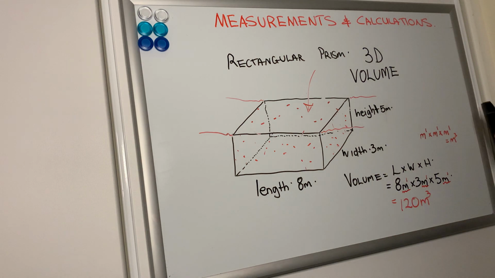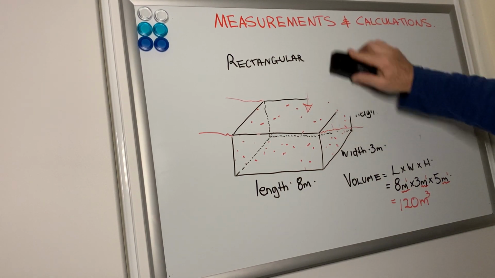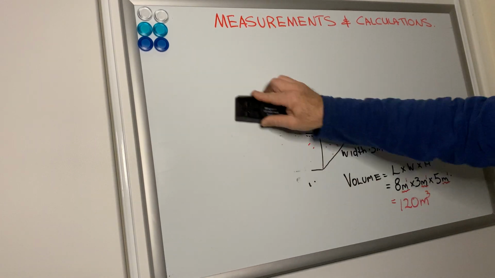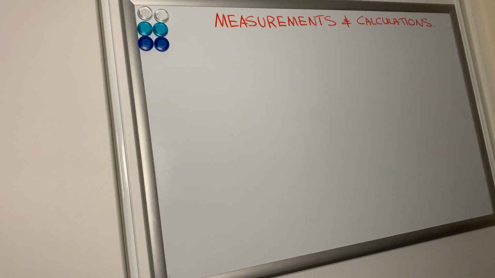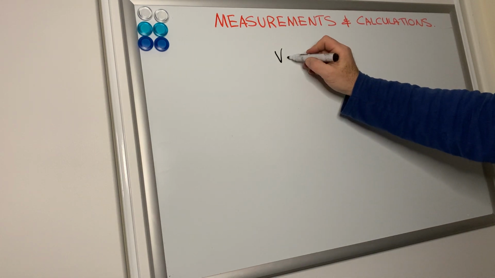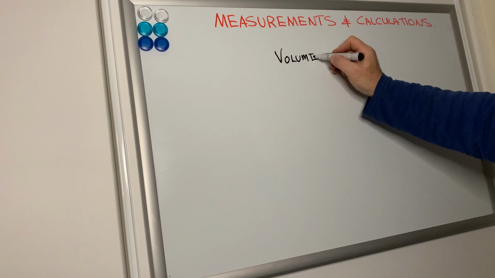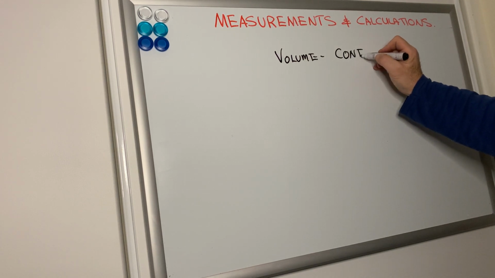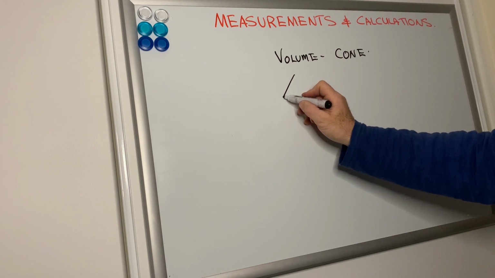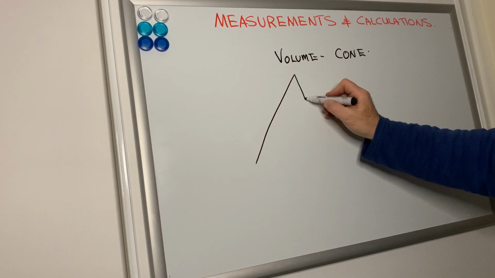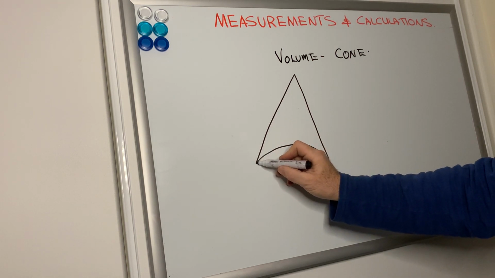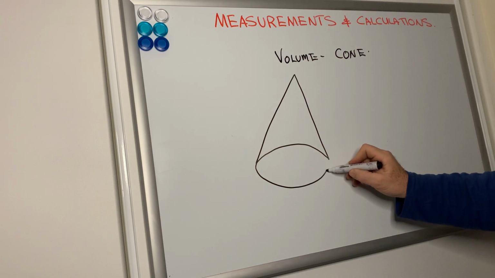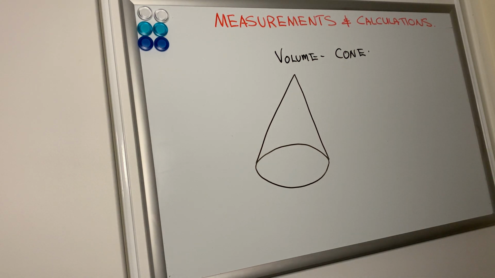Let's now have a look at another one. Let's have a look at a cone, for example. The volume of a cone. Now, let's say I'll draw a cone. It's there to there, round to there, round to there. Okay, that's my cone.